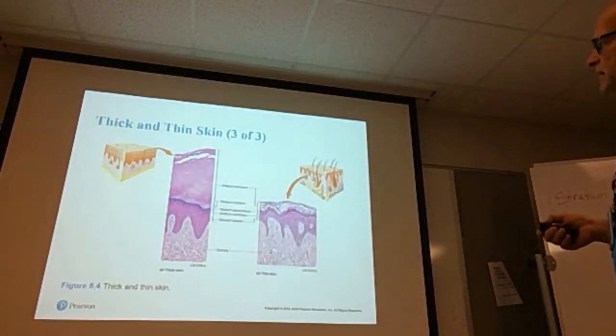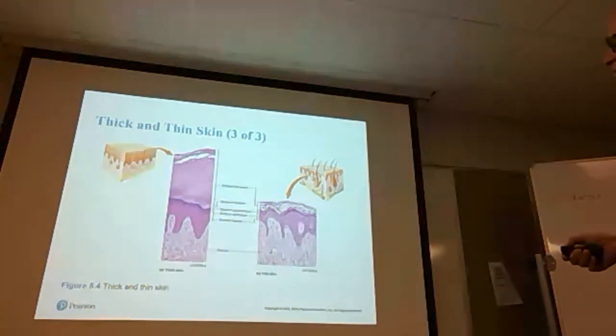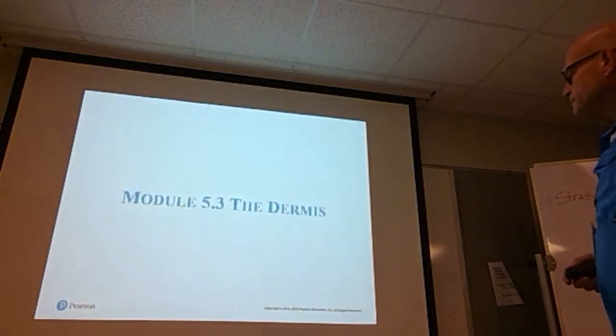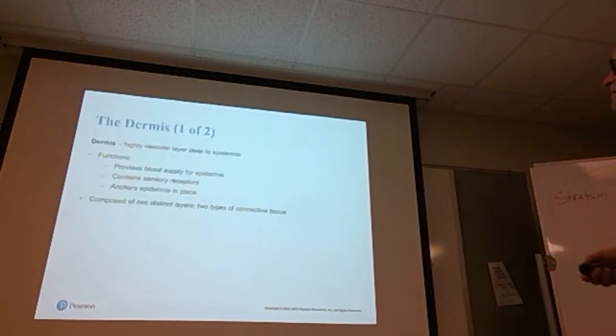And then there is the thick skin and the thin skin. Here's the thick skin, the dermis, the stratum, different layers. Here's the thin skin, and you'll notice no stratum lucidum listed. The stratum corneum is listed, but the stratum lucidum is not. All right, the dermis, the underlying tissue, the tissue found underneath the epidermis.